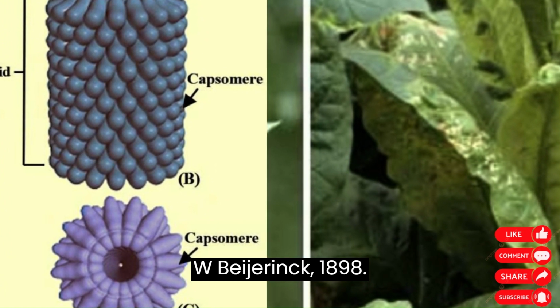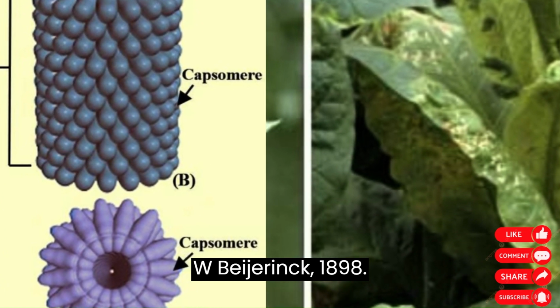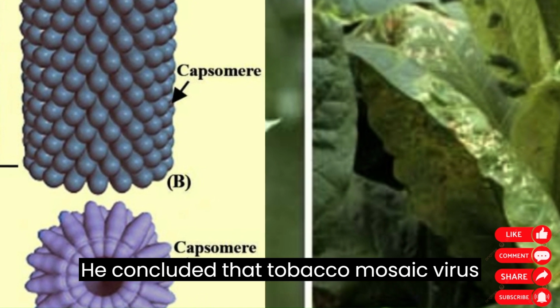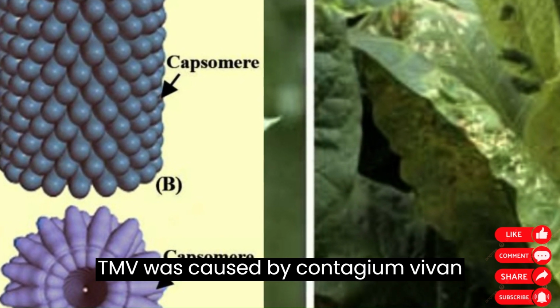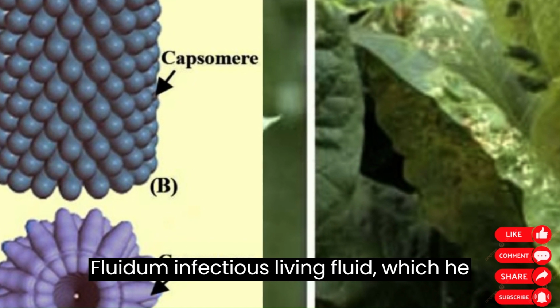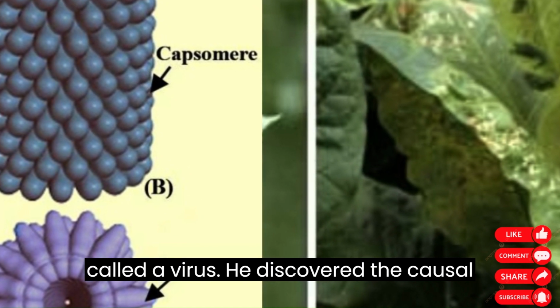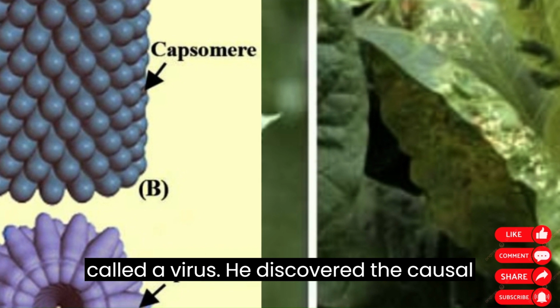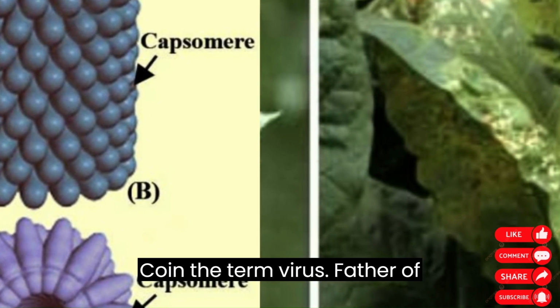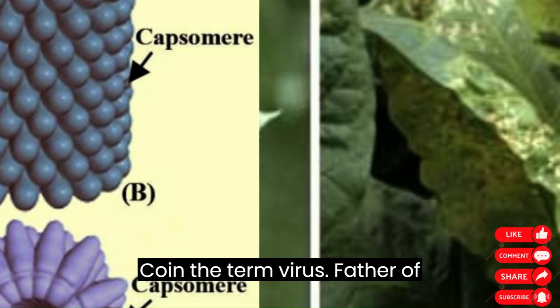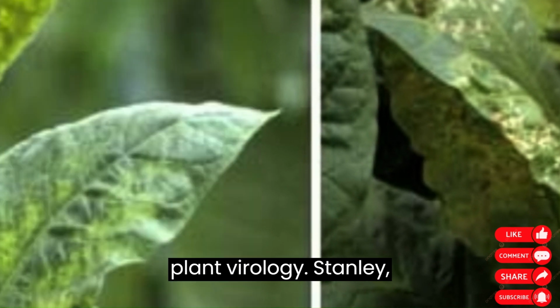M. W. Beijerinck, 1898. He concluded that tobacco mosaic disease was caused by contagium vivum fluidum, infectious living fluid, which he called a virus. He discovered the causal agent of tobacco mosaic disease. Coined the term virus. Father of plant virology.